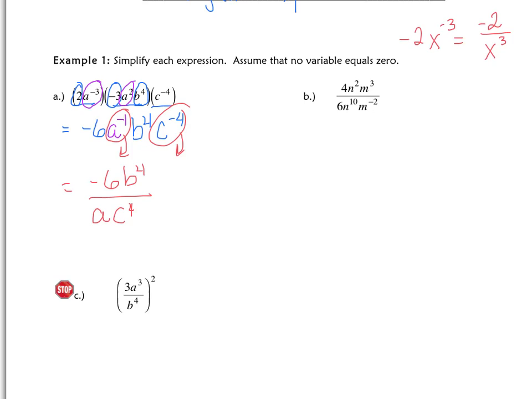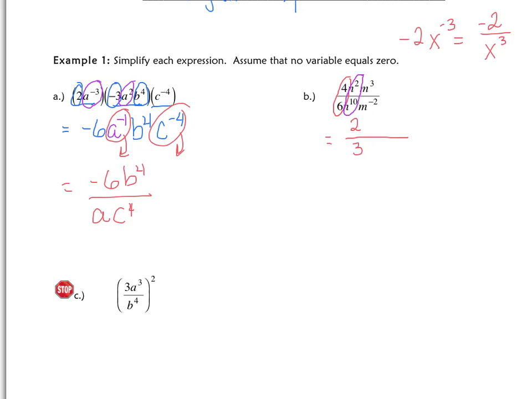Okay, for this next example, we have for part B 4n squared m to the 3rd over 6n to the 10th m to the -2. All right, so 4 over 6, we are going to simplify just like before. It's going to be 2 over 3. I could take a 2 out of both of them. Again, a lot of times kids want to follow the rules of exponents and say that that's 1 over 2. They want to subtract the numbers, but that's not the case here because they are coefficients, they're not exponents.